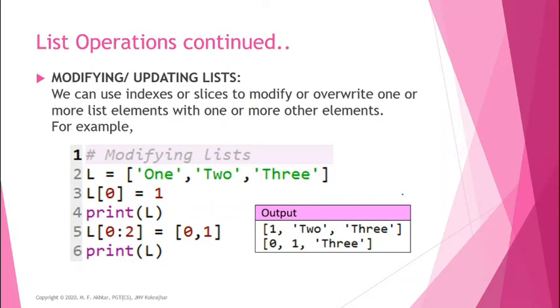List operations continued. Modifying and updating a list. We can use indexes or slices to modify or overwrite one or more list elements with one or more other elements. It is possible. Modifying means changing the value of the list, either one value, two values, or a range of values. We can make changes directly in the list also. Here, see the example.